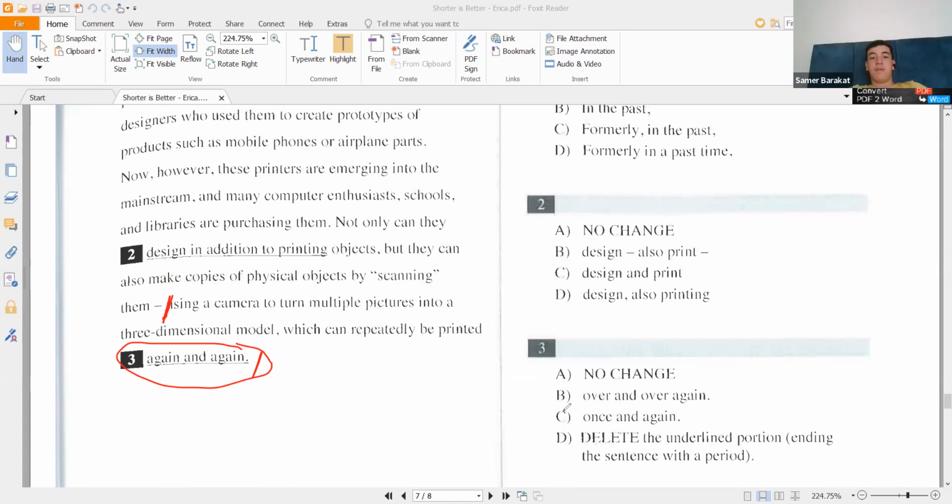Okay, look at the context. No need for it because we use repeatedly. So we have this idea of repetition already mentioned. So the best option here is to delete that part. Because over and over again, once and again, all of us know that they give us the same meaning, but we already have repeatedly, which is enough. So we can just delete this part.